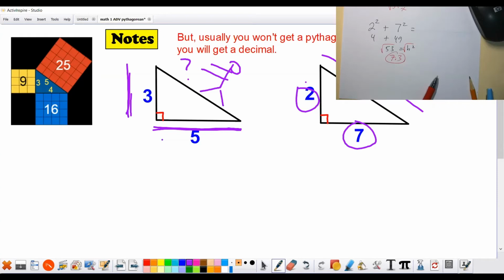Now it can't be a million. Remember, if you just add these, 2 plus 7, that's 9. Remember we said it can't be more than 9? Yeah, I mean, it was 7.3.